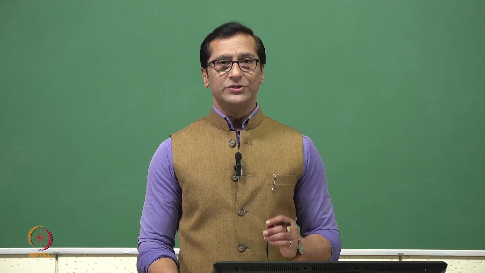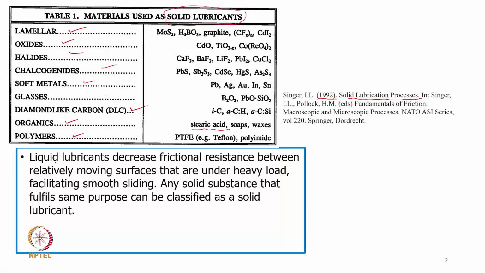So then there is a need to define what a solid lubricant really is, and what definition has been given. The liquid lubricants naturally decrease the frictional resistance. Of course we emphasized earlier that it is not only the frictional resistance, it should also reduce the wear. However, for completion of the definition, I am using the same thing. We say a liquid lubricant decreases frictional resistance between relatively moving surfaces that are under load or under heavy load, and is providing smooth sliding.